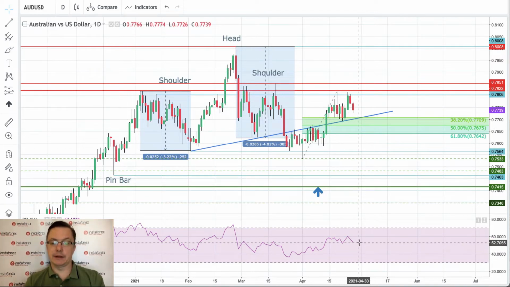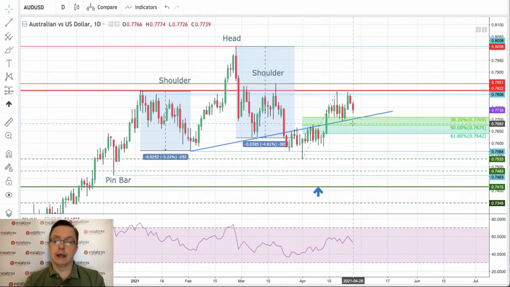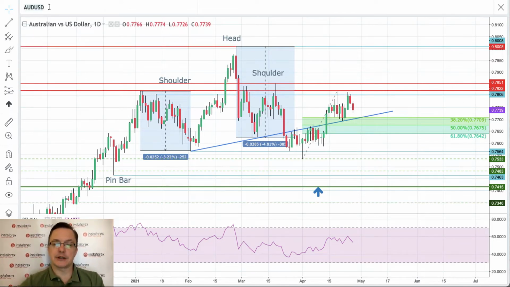The momentum is still just above the level of 52, 53 points. So any breakout below the neckline would mean that the momentum will be negative and the bears will be in control of the market. So key right now for the traders is to keep an eye on the current development and the market reaction around the blue supposed neckline.